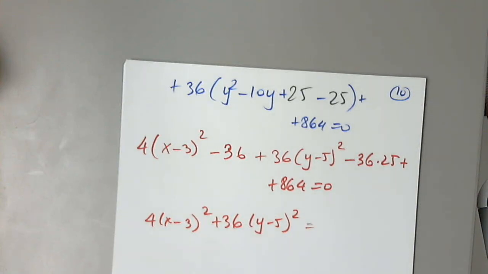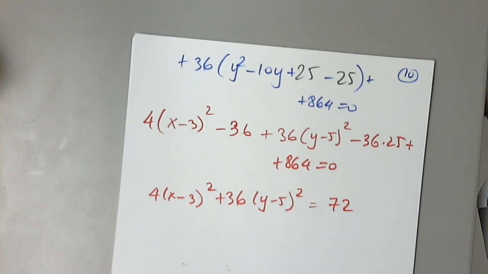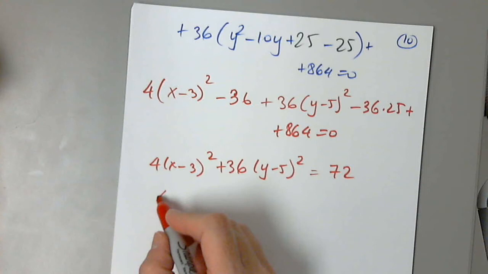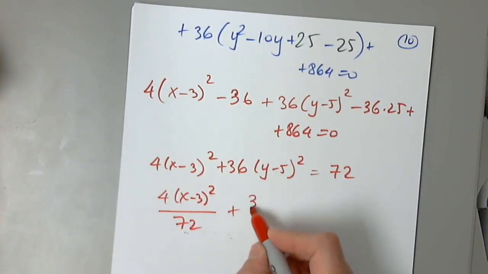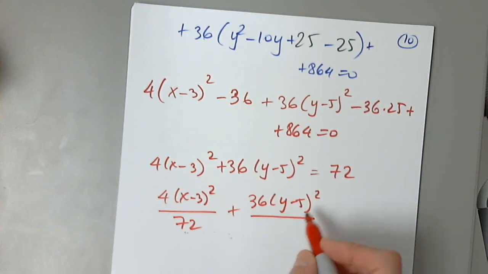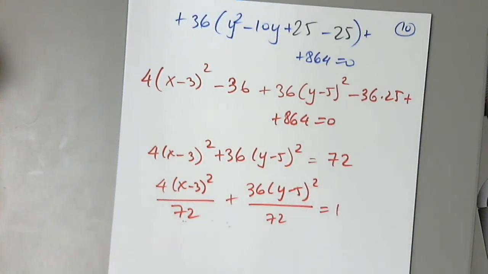Good, so now I have, where's my calculator? So what do we have there? We have 864, and then minus 36, and then minus 36 times 25. Is there anything left? Did you get 72? Okay, so it's negative, so we move 72 to the other side. Obviously, we have to divide. 4 times (x minus 3) squared divided by 72 plus 36 times (y minus 5) squared divided by 72 equals 1.